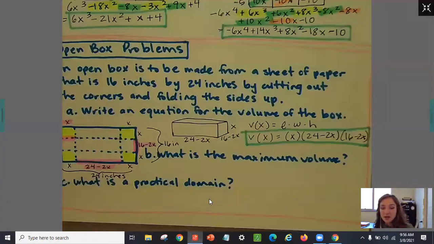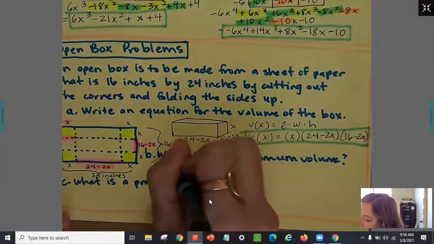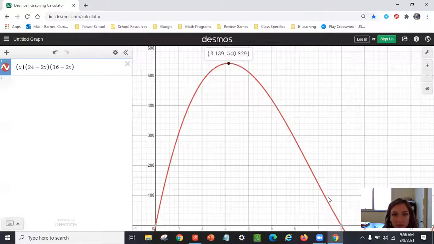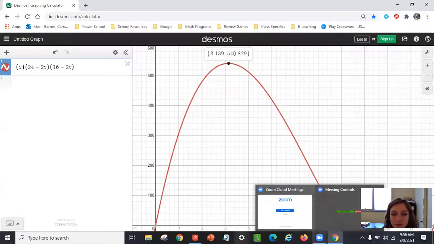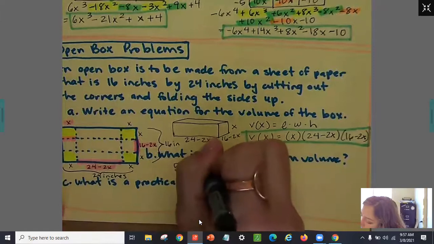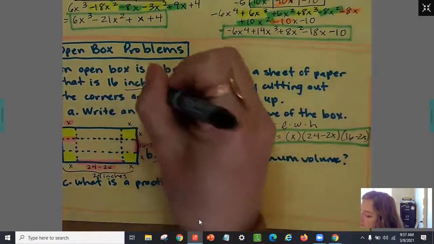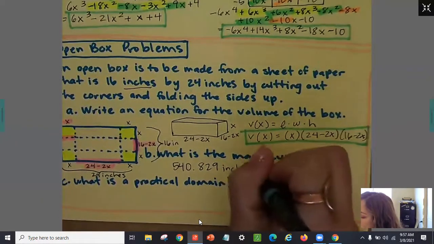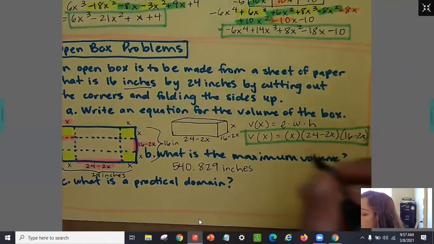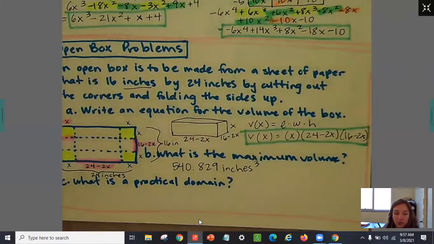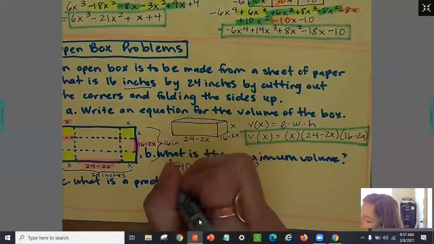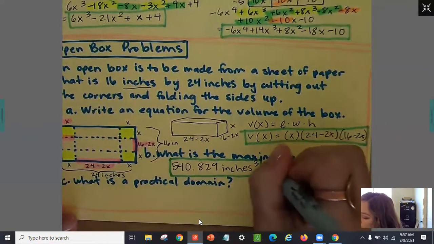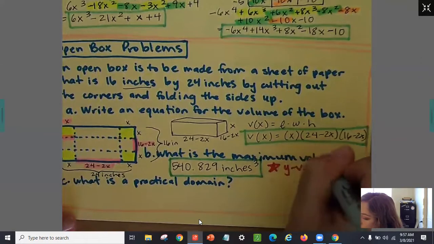Okay, so let's come back here. And our maximum volume is going to be 540, and let's go look and see what it was, 540.829. Okay, and we were looking at inches. And since we're looking at inches, we have inches times inches times inches, so this is going to be inches cubed. We want 3 inches. And let's just make a little note that it was the y value of the maximum point.